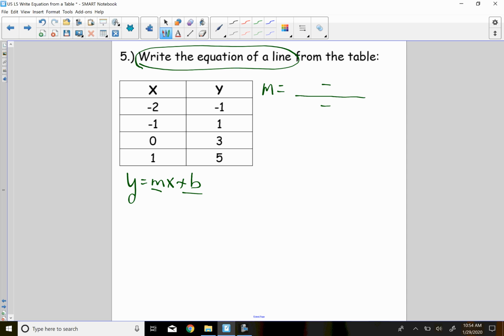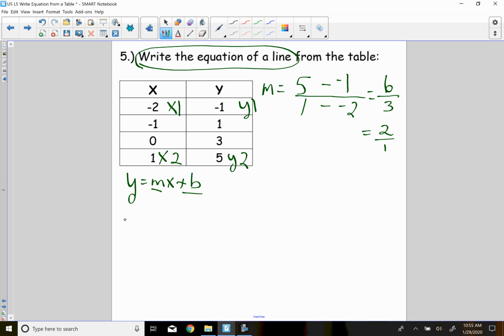Again, I have to pick a pair of points. Here's my first set. And then, I want to avoid some negatives, so maybe I'll use this as my second set. So 5 minus negative 1 over x2, which is 1, minus a negative 2. Again, watch out for the minus minus. 5 minus a negative 1 is worth 6. 1 minus a negative 2 would be worth 3. 6 divided by 3, the slope is 2, or 2 over 1.